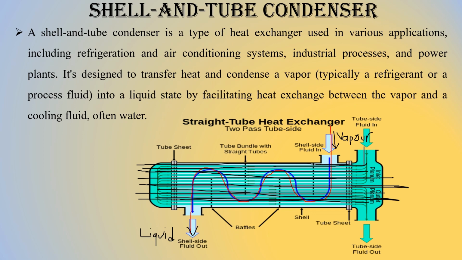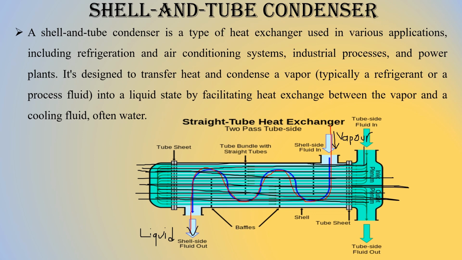So let's move on to the definition as we discussed here. A shell and tube condenser is a type of heat exchanger used in various applications including refrigeration and air conditioning systems, industrial processes and power plants. It's designed to transfer heat and condense a vapor, typically a refrigerant or a fluid, into a liquid state by facilitating heat exchange between the vapor and a cooling fluid, often water.